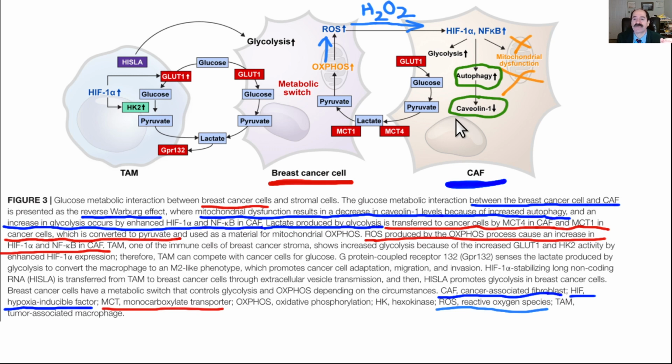So this is the reverse Warburg effect. It's called the reverse Warburg effect in the sense that the typical Warburg effect meant the cancer cell was undergoing anaerobic metabolism and expelling lactate from itself. The reverse Warburg effect means that it's actually the stromal cells, the cells around the cancer, that are undergoing anaerobic glycolysis and releasing lactate outside of themselves, okay?